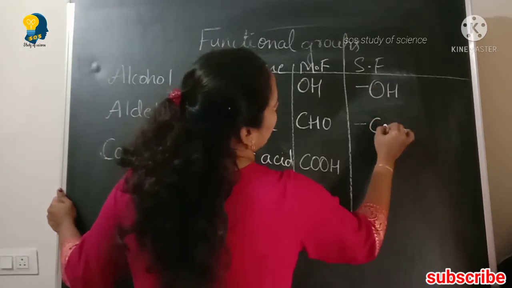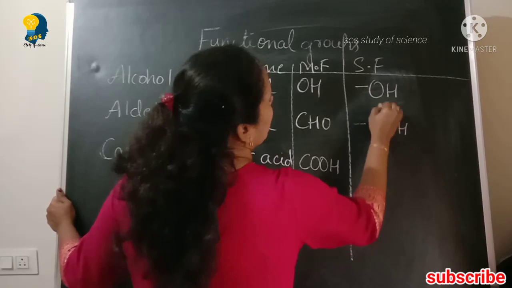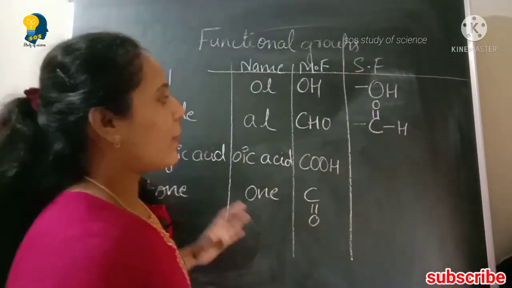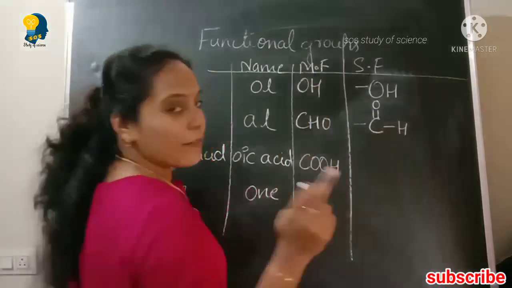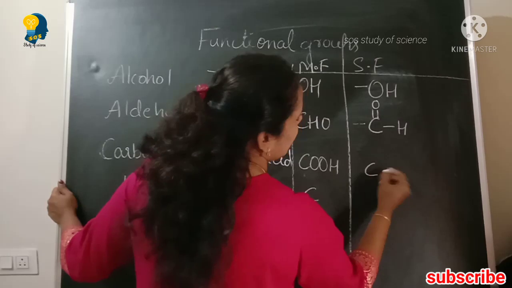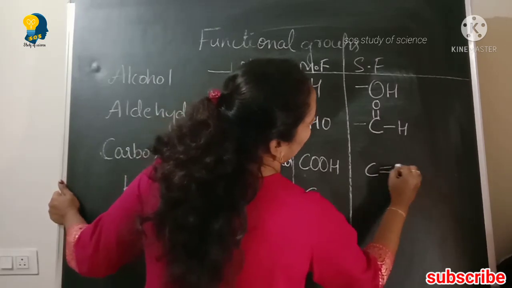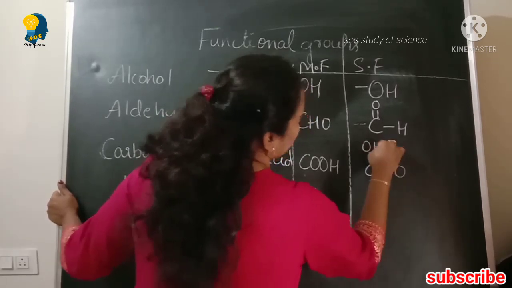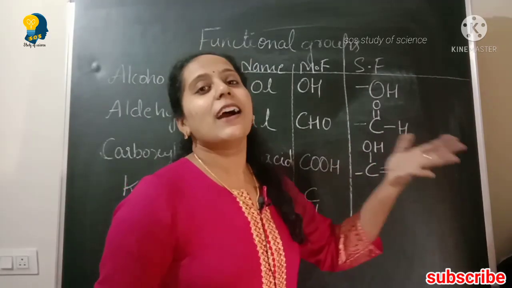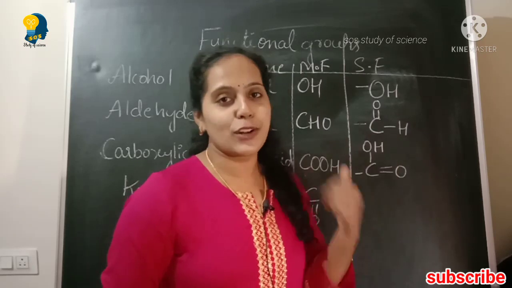C, H and O. That means this bond will be attached to that group of the compound. CHO, O will always be with a double bond. In the case of carboxylic acid, COOH. This is how we write the suffix to represent the carboxylic acid in the structural formula.